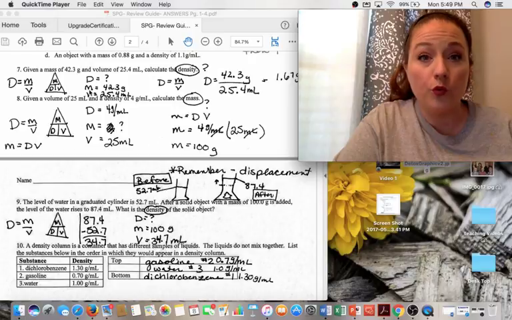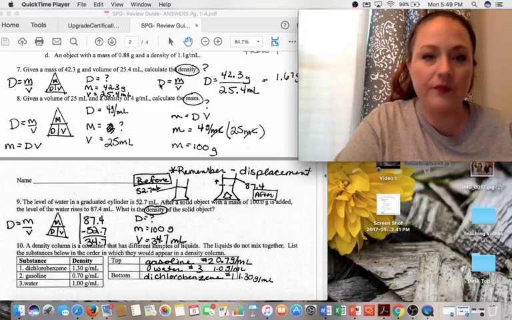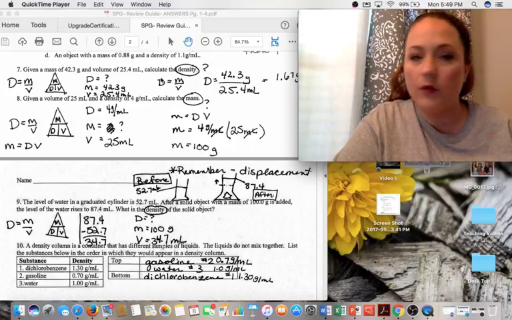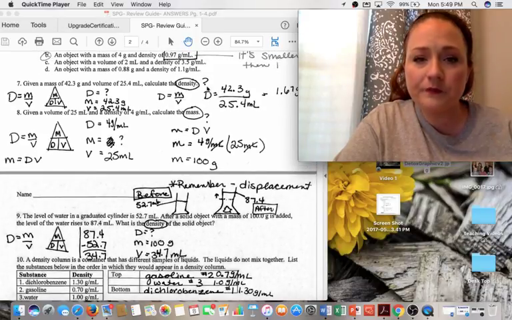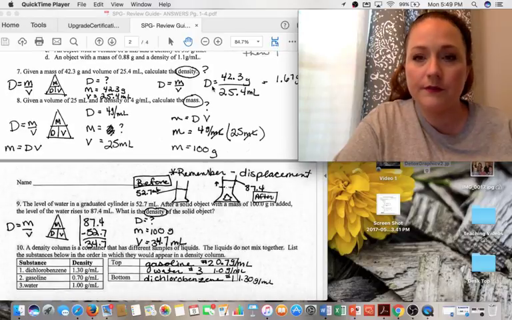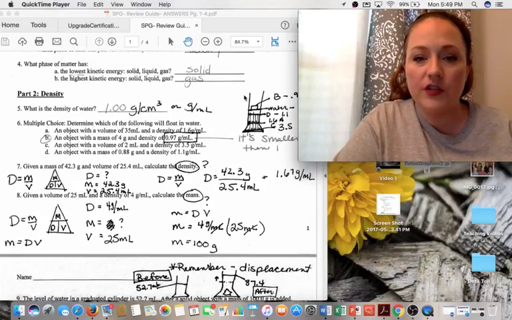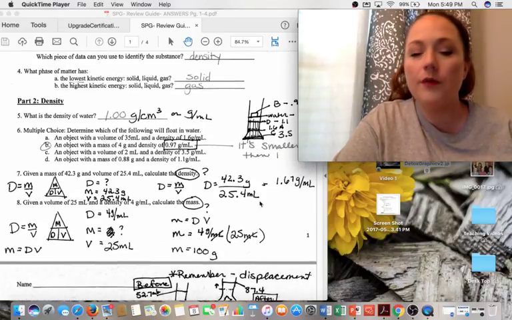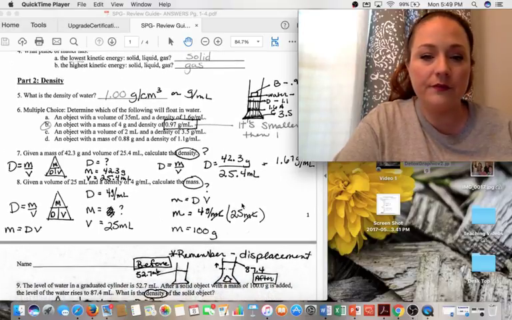Again, grams is a unit of mass. V equals 25.4 milliliters. Again, milliliters and liters are both for volume. So I wrote it out one more time so we didn't miss it. D equals M over V. So density equals 42.3 divided by 25.4, which gives you 1.67 grams divided by milliliters.